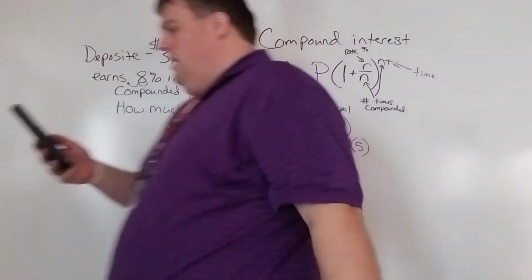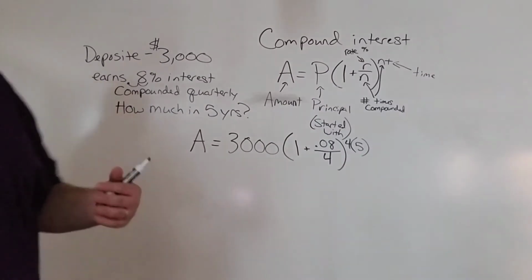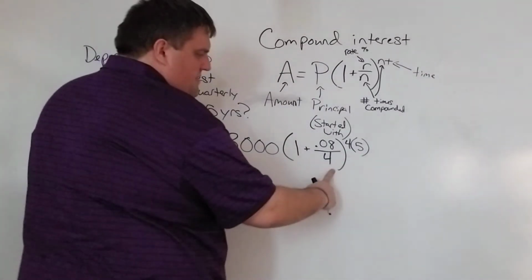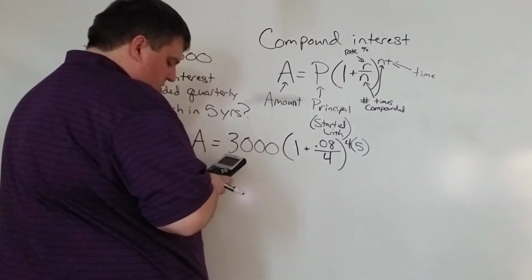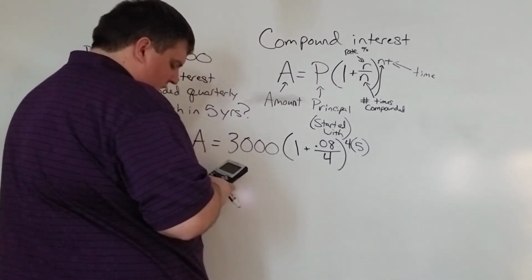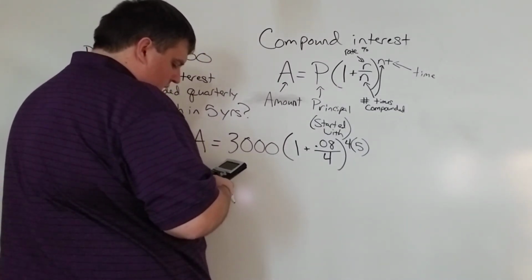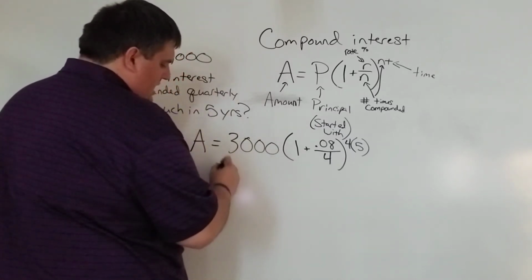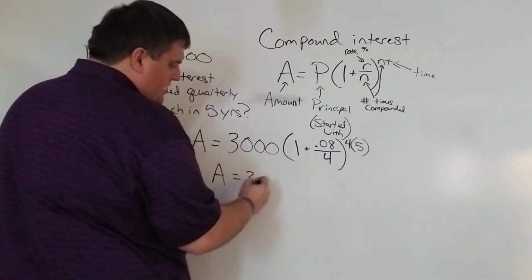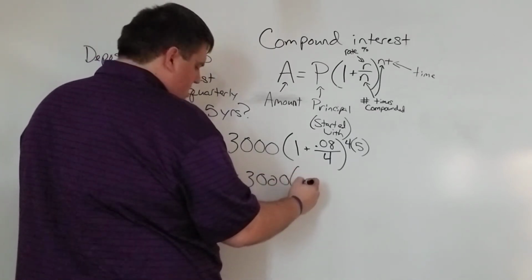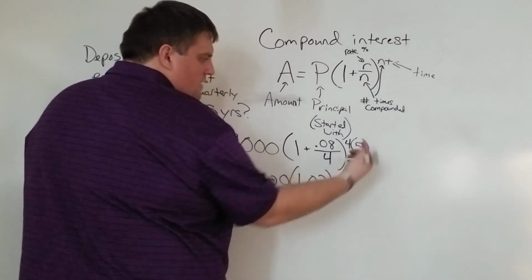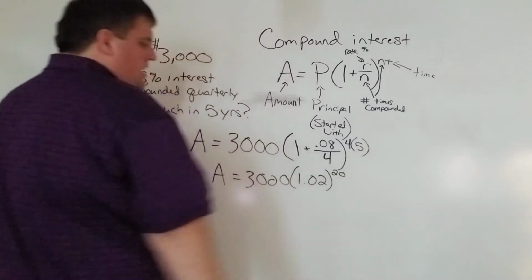Using the formula, as long as we know where everything goes, it's not so bad. The part you want to do first is obviously in here. So I'm going to do 0.08 divided by 4 and add 1 to that. And that's going to tell me this rate of increase, right? In this case, it's 1.02. And 4 times 5 is just to the 20th, right?